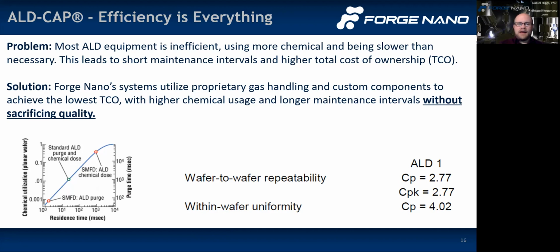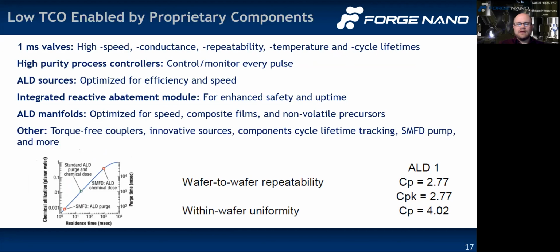So when you combine that, you end up with one of the lowest total cost of ownership systems with very high chemical utilization and much longer maintenance intervals. But the key here is that we're able to do all of this without sacrificing any of the ALD coating quality. So in terms of components that enable this extremely fast, low maintenance, low total cost of ownership process and systems, we have several key things.